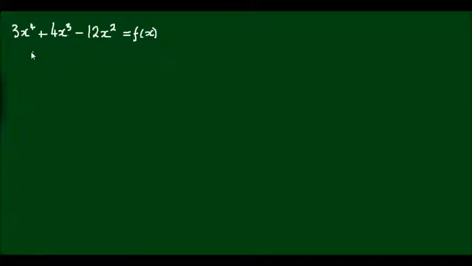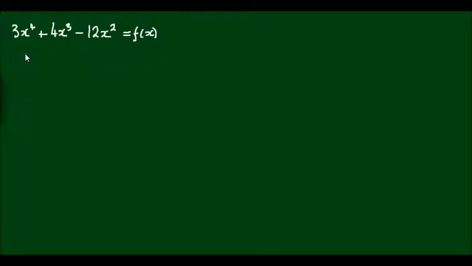Hello and welcome. In my last video I went through the theory of how to graph or sketch a polynomial function. So let's do an example in this video and put all that theory into practice. Here I have a polynomial 3x to the power of 4 plus 4x to the power of 3 minus 12x squared, which I'm going to call f of x.